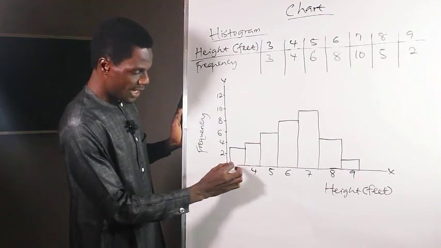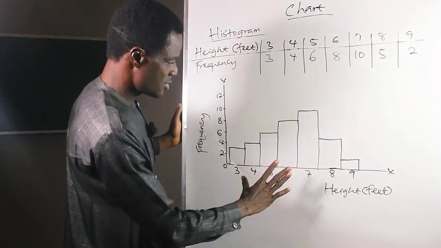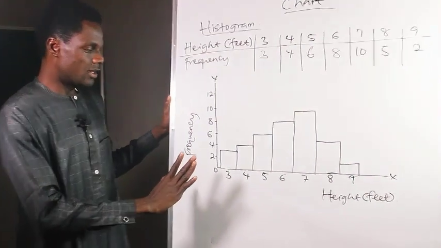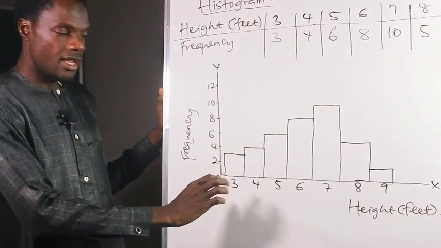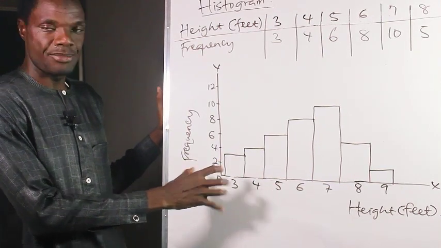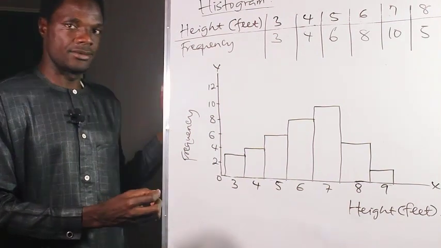Then we have to use the width. The width of each bar must be the same. As you can see here, based on this example, I think the width is the same. So there should be no bar that will contain a width that is smaller than others or that is bigger than others. Then we have to use an appropriate scale.